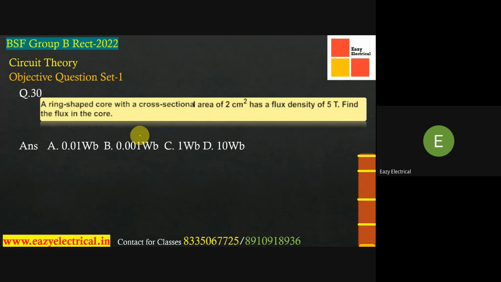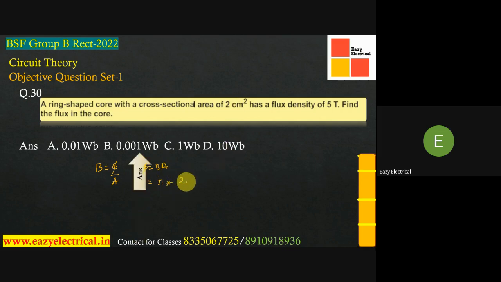দেখো কি বলে দিয়েছে। A ring shaped core with core cross sectional area of 2 cm square has a flux density of 5 Tesla. Find the flux in the core. বলো, ফ্লাক্স কত হবে? B is equal to phi by A, তাহলে phi is equal to B into A. B কত বলেছে? 5 টেসলা। আর A কত বলেছে? সেন্টিমিটার স্কয়ারে বলেছে, তার মানে কত হবে?